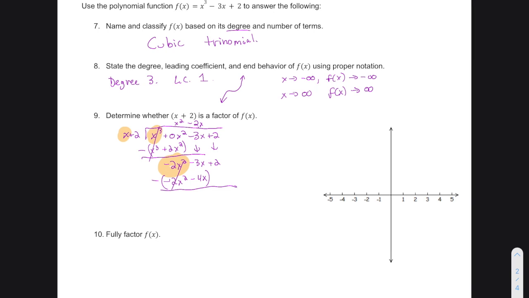We end up with -3x minus -4x. It's equivalent to plus 4x. And we get x plus 2. And then x plus 2, well, x goes into x one time. We multiply it back, we get x plus 2. And we find a remainder of 0. So again, we would say yes, x plus 2 is a factor of f of x, because we have no remainder, or a remainder of 0.